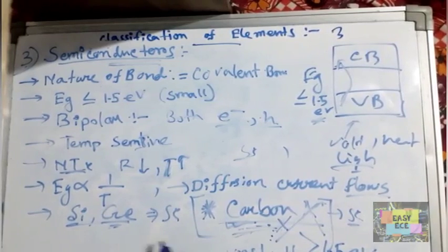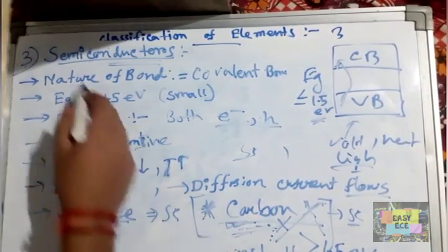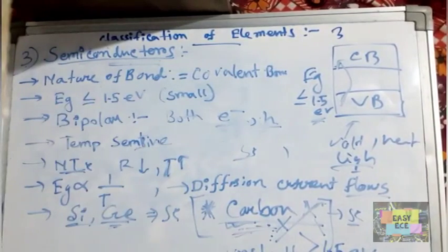So this video ends here. That is the classification of elements in detail: first the conductors, second the insulators, and now the semiconductors. In the next video we discuss the mobility of the charge carrier.